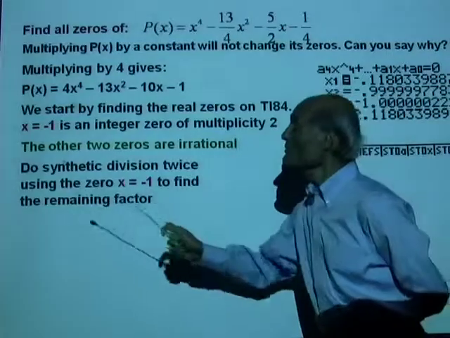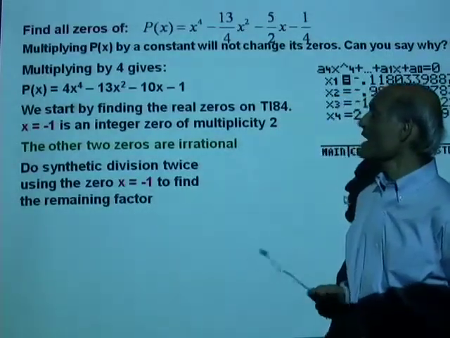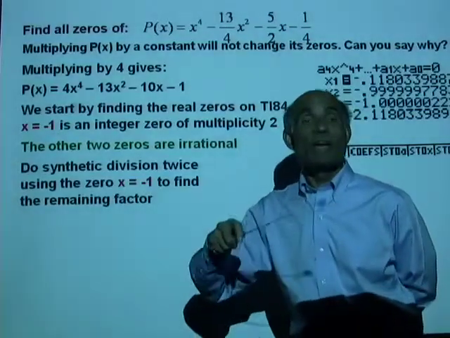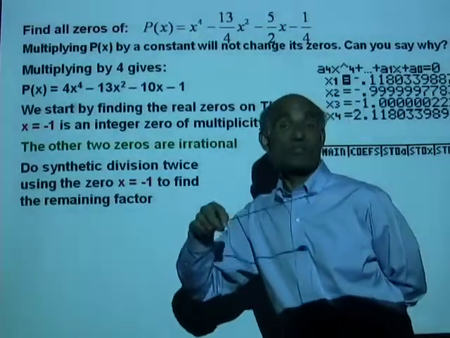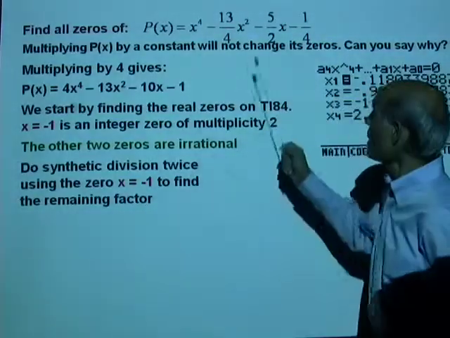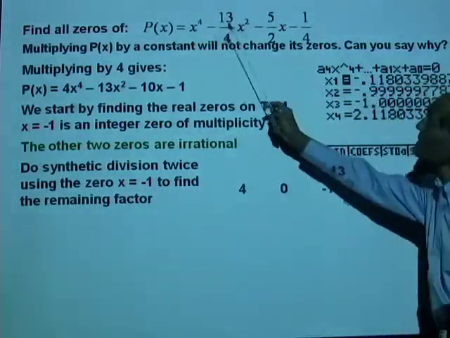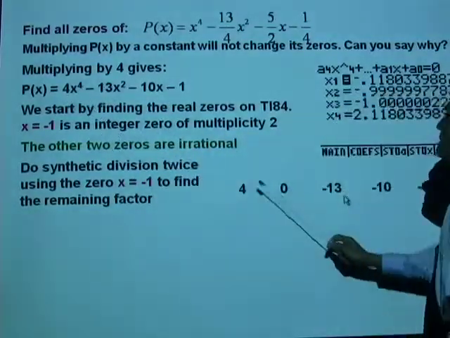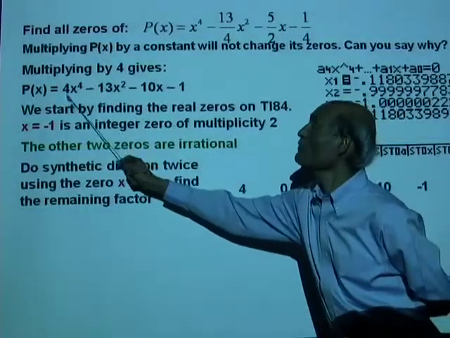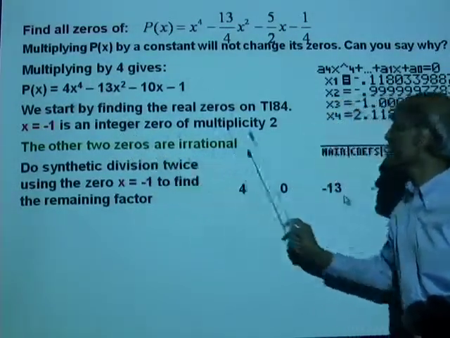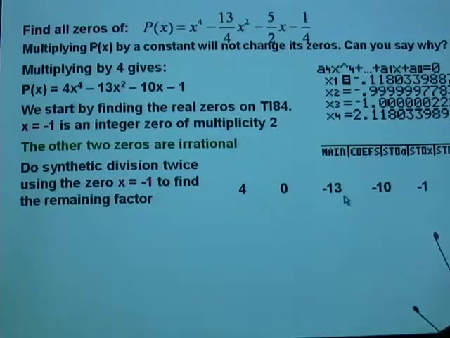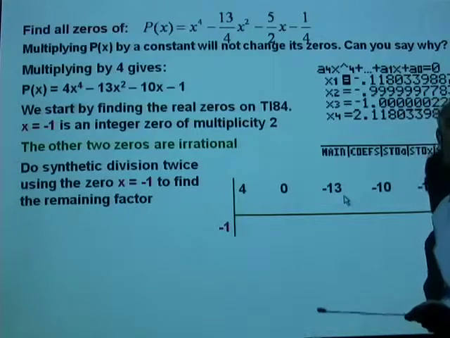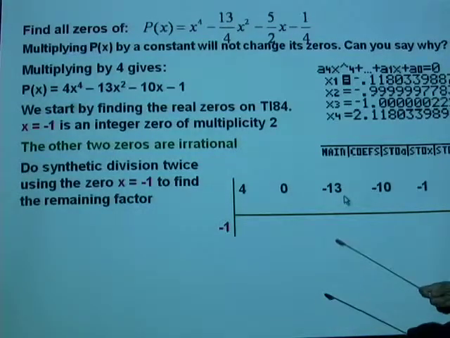Well, so what we do is a synthetic division twice using x equal to negative 1. Why do we do it twice? Because x plus 1 times x plus 1 are both factors of the polynomial. Alright, let's take the coefficients: 4, there is no x cubed term, so 4, 0, negative 13, negative 10, negative 1. And x equal to negative 1 is the zero we're going to use for the synthetic division.